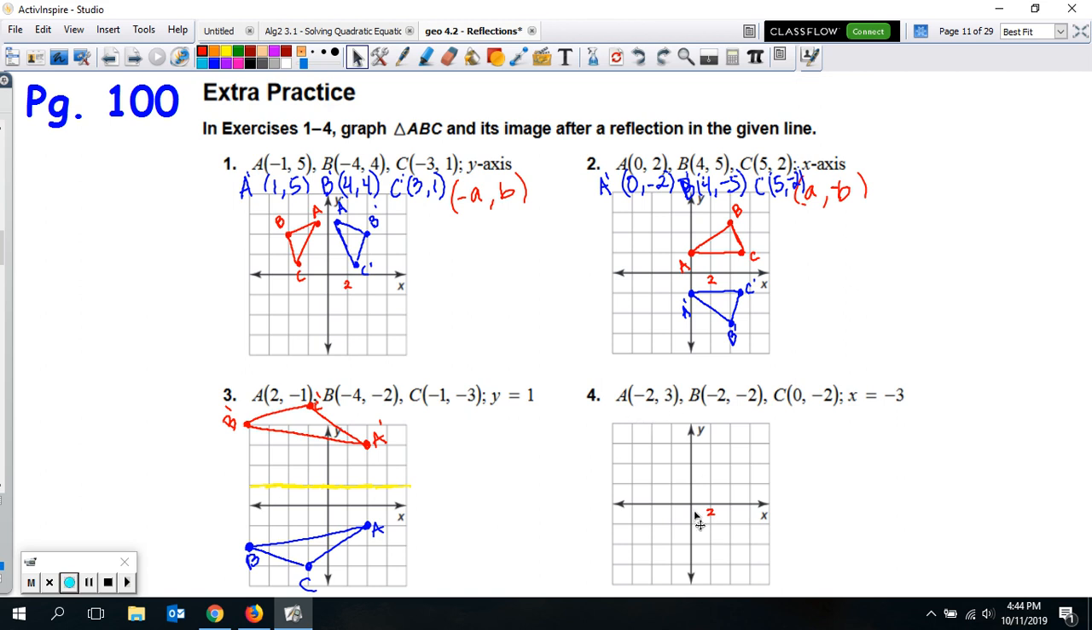So (-2, 3). -2 is 1 box this way, and then 3 is going to be a box and a half up. So right there for A. And then (-2, -2). So it's going to be 1 box to the left, 1 box down for (-2, -2). (0, -2) is on the y-axis here. It's just going to go down 2 units and be put right there.